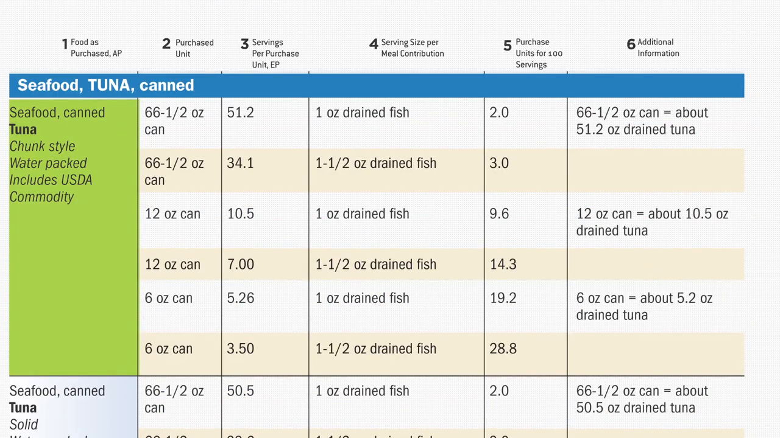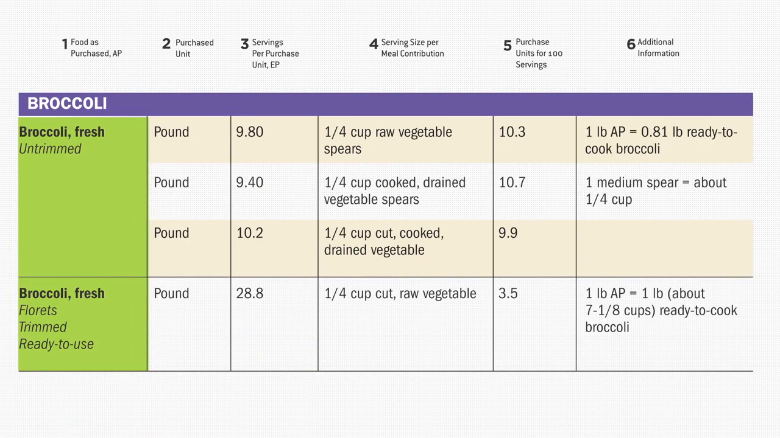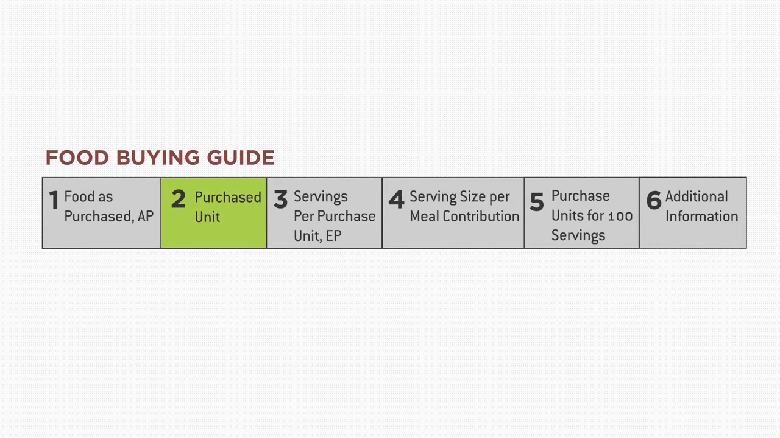For example, one listing for canned tuna reads, "Seafood, canned tuna chunk style, water packed. Includes USDA commodity." The listing for fresh broccoli reads, "Broccoli, fresh, untrimmed." Column 2, Purchase Unit, tells you the basic unit of purchase for the food. For most foods, the guide lists pound as the purchase unit.